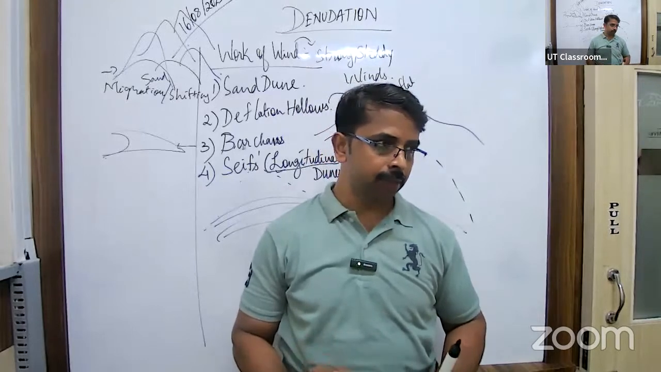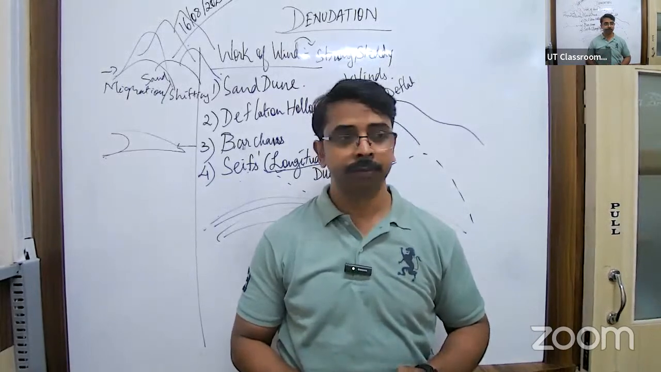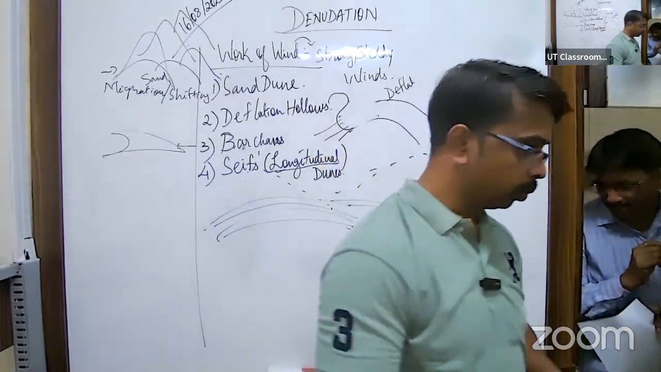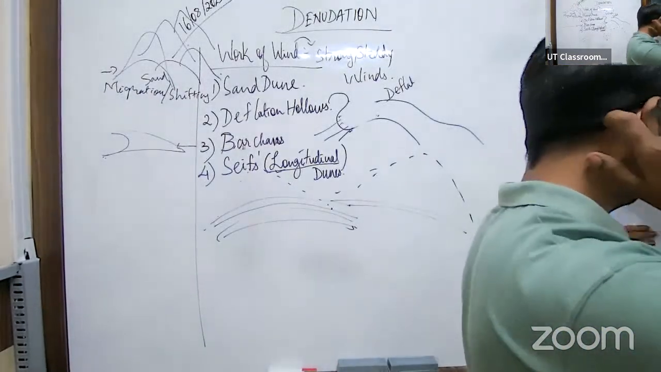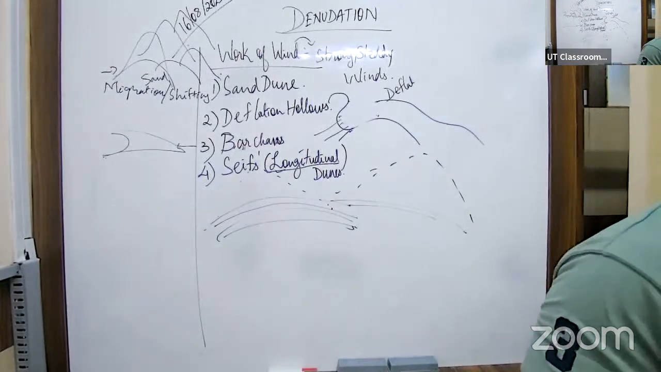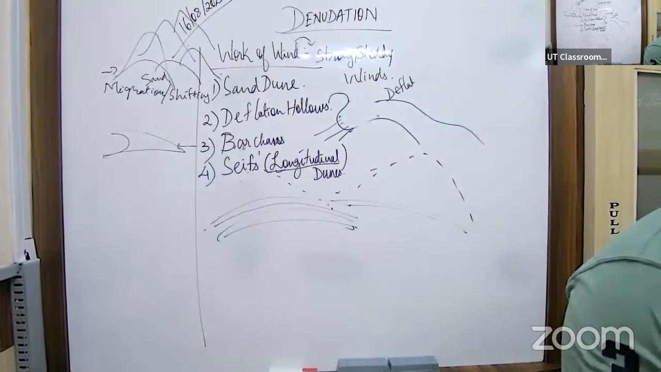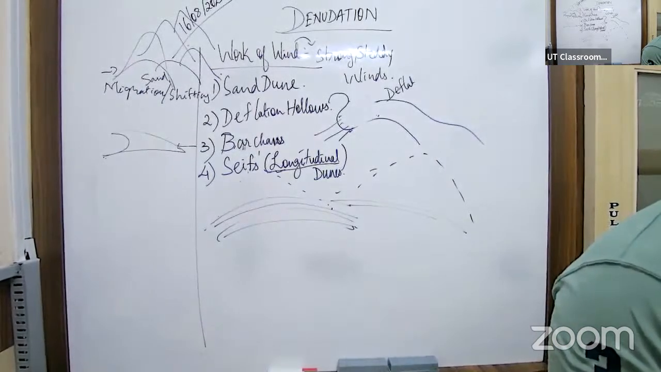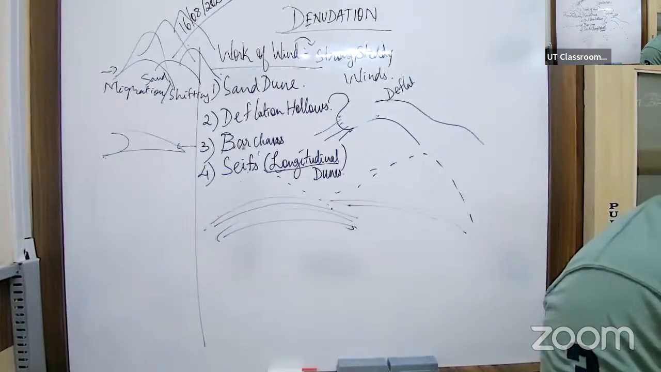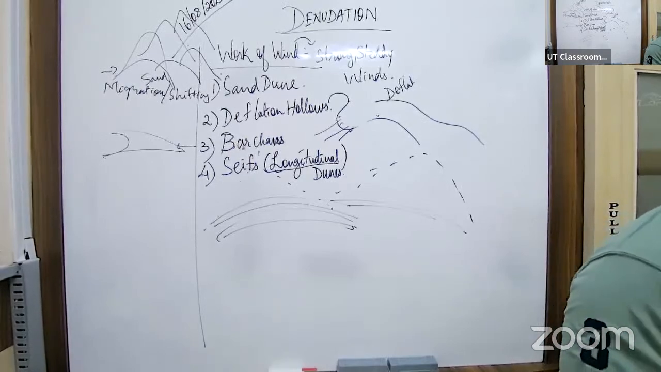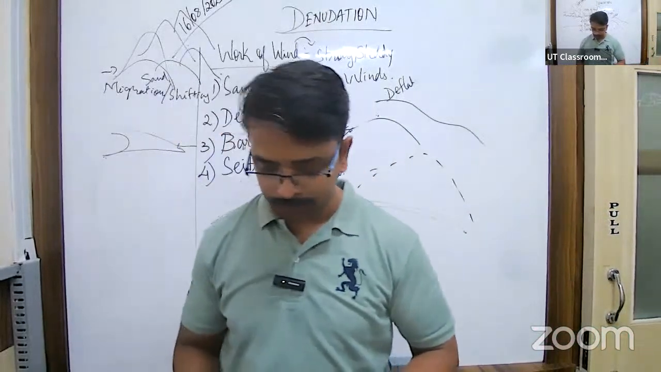All clear? Would you read silently and then tell me, or shall I do it with my reading? We are going to do it with my reading only. Look at page number 119. We start with the first one, work of a wind. The movement of air, underline, over the earth's surface is called wind. At least you guys know to distinguish between the wind and the earth.